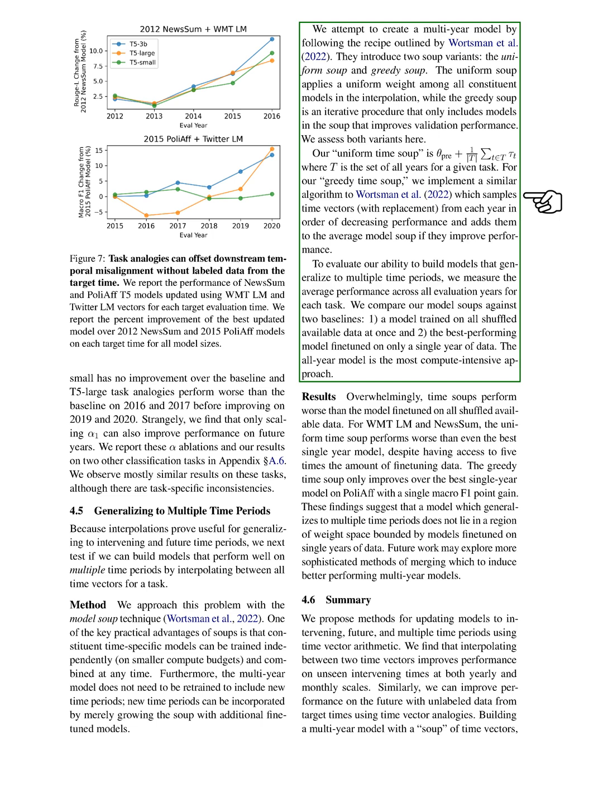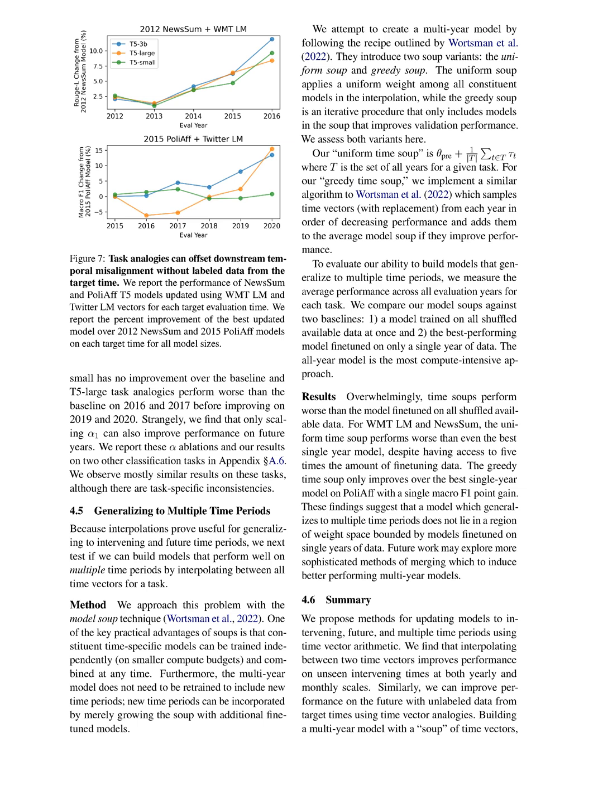We've created 2 types of soup: a uniform soup that applies a uniform weight among all models in the interpolation, and a greedy soup that only includes models that improve performance. We've found that both types of soup can help to build models that generalize to multiple time periods, and we compare their performance to 2 baselines: a model trained on all available data at once, and the best performing model fine-tuned on only a single year of data.